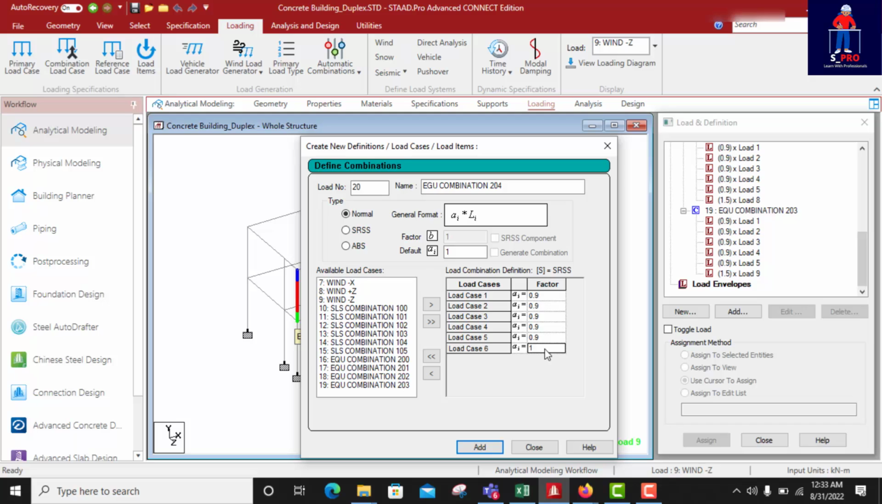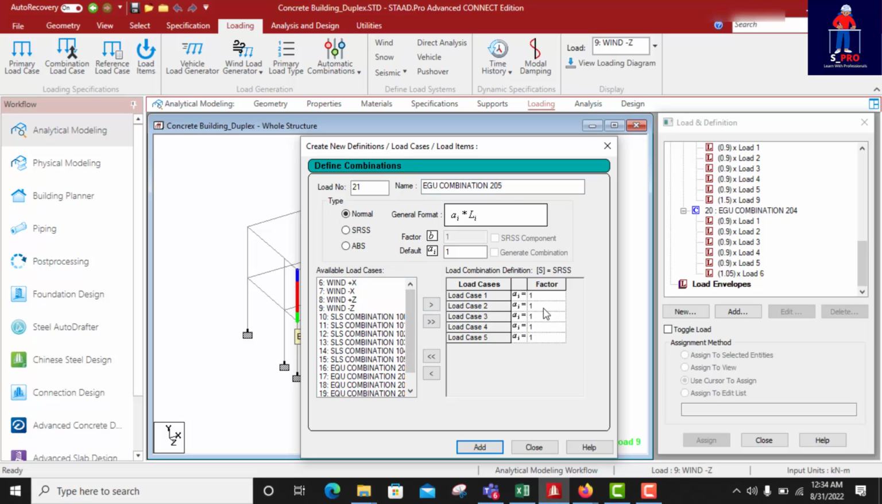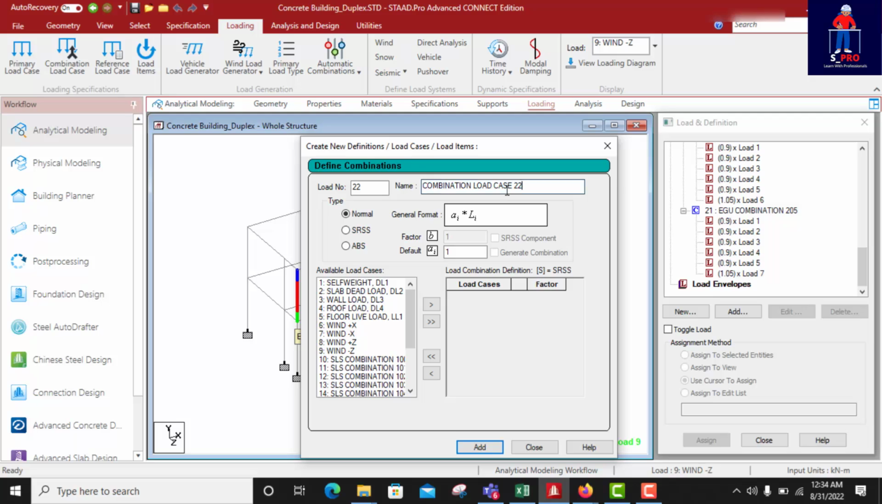Positive X 1.05 and 25, 0.9. Negative X 1.05, 206.